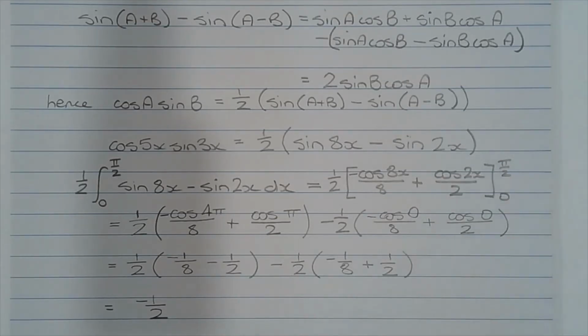Applying the limits of integration, that equals half outside of negative cos of 4 pi over 8 plus cos of pi over 2, minus half outside of negative cos of 0 over 8 plus cos of 0 over 2. And that equals half outside of negative 1 over 8 minus 1 over 2, minus half outside of negative 1 over 8 plus 1 over 2. And that equals negative 1 over 2.